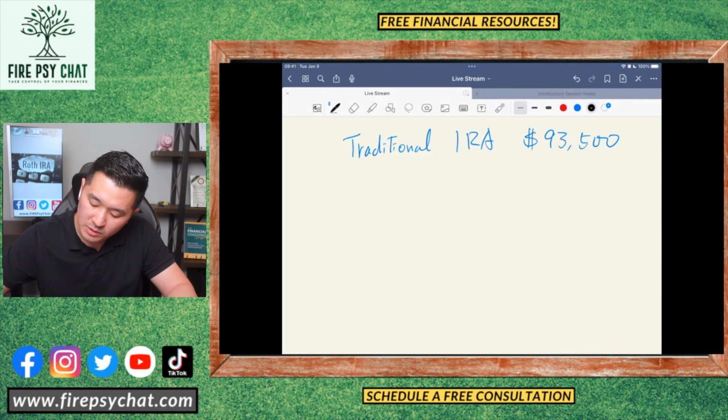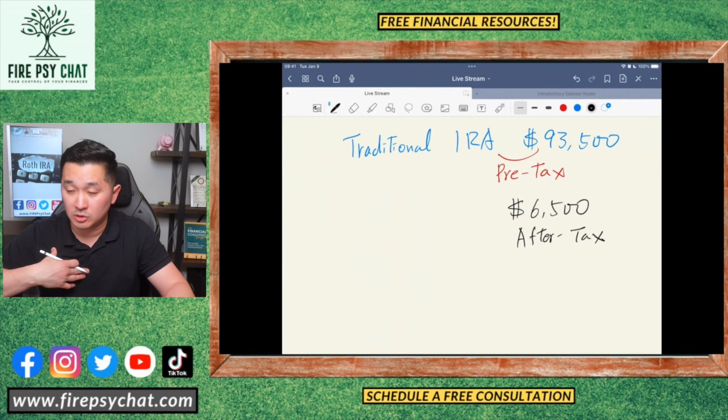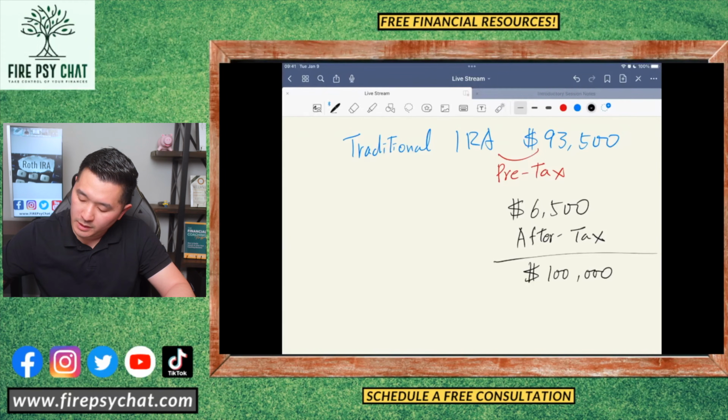and I make an after-tax contribution. Let me see if I can switch colors. So this is pre-tax, okay? And then for after-tax, I'm going to make a 6,500 non-deductible contribution. So this right here is going to be after-tax, okay? That came from my checking account into the traditional IRA before I made a conversion. So that would bring me to a total $100,000 in total balance, right?